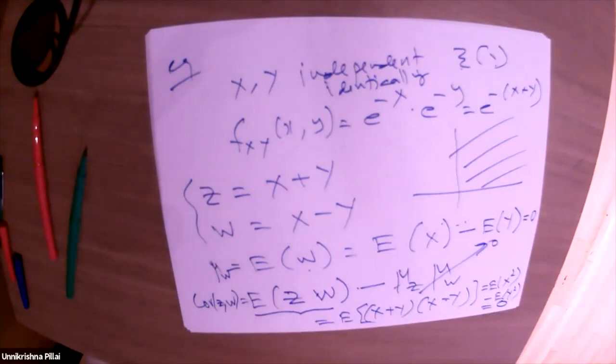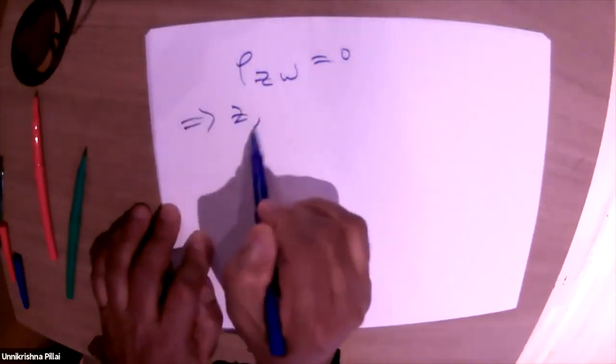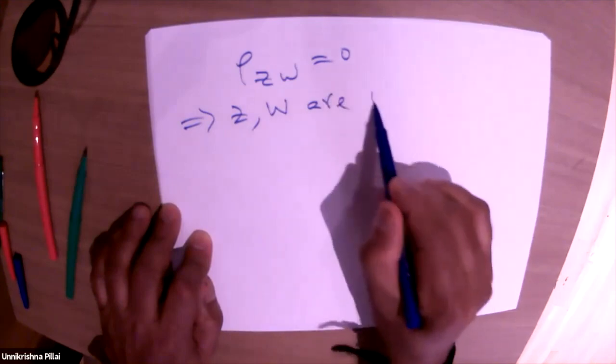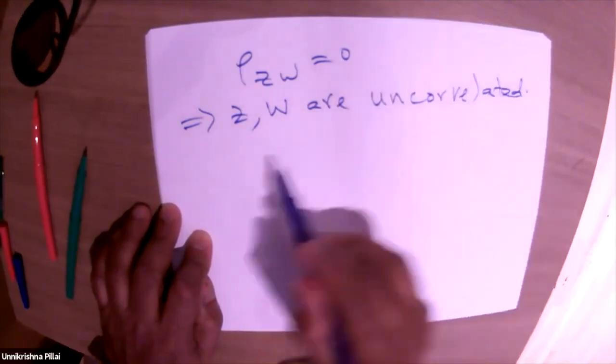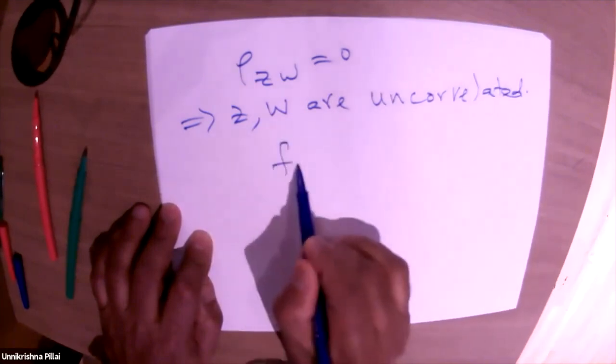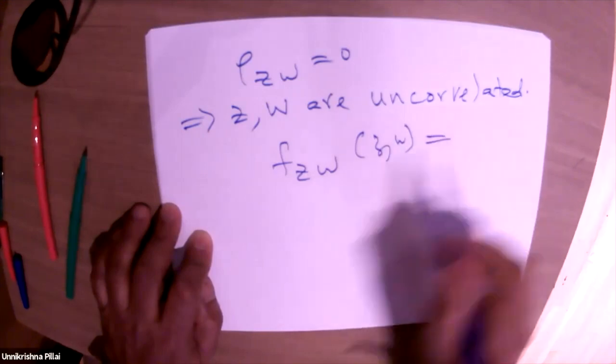So what is the correlation between Z and W? After all this, if covariance is zero, correlation is zero. Uncorrelated, right? So rho ZW is zero. That means Z and W are uncorrelated. Now I'm going to show you, let's see whether they are dependent or not. So I'm going to check this relation, what happens.